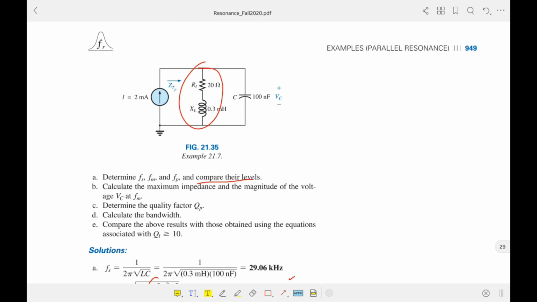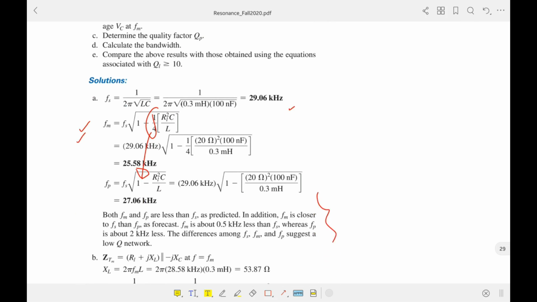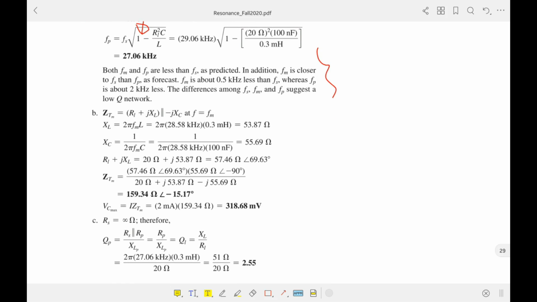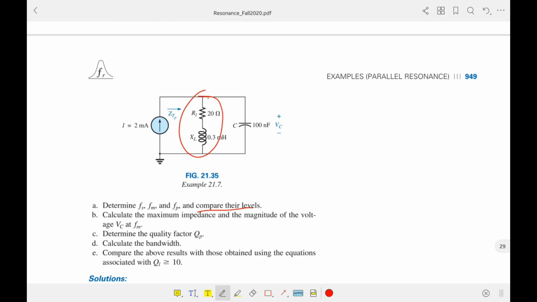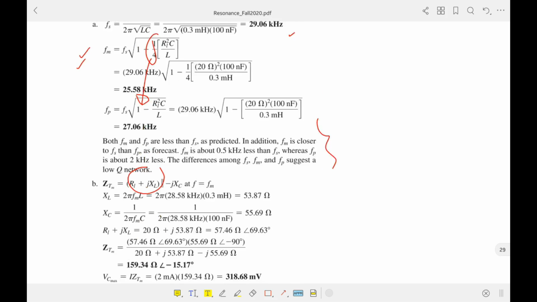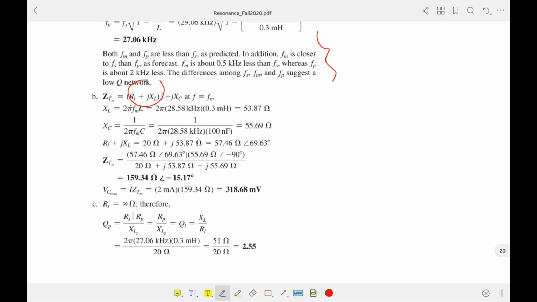And question B asks to calculate the maximum impedance and the magnitude of the voltage Vc at Fm. So the maximum impedance you need to calculate. The calculation is easy because you need to calculate the total impedance that is present. Here in the above circuit, the total impedance consists of this branch, that is RL plus jXL, and this branch, that is the jXC. So you need the parallel combination of these two. This is written here as RL plus jXL in parallel with minus jXC.